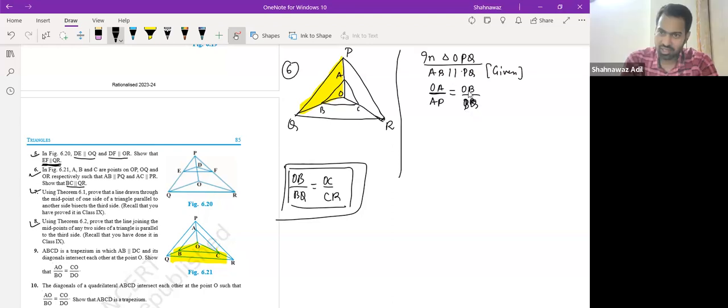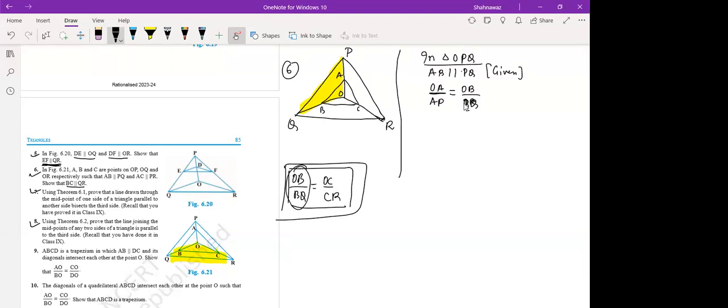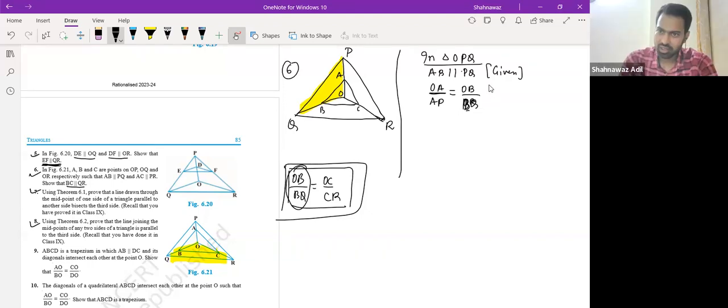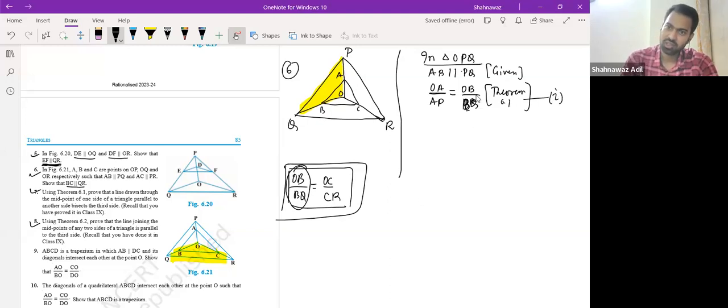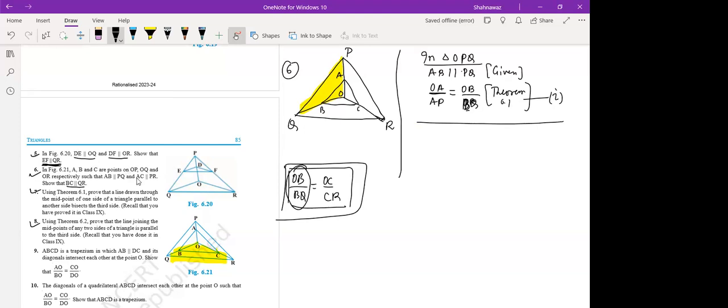So you see that OB by BQ, you have got this ratio. So this part is done, right? And this is theorem 6.1. So this is our first equation. Okay, so now we have got this point. Now let us see, what is the other information?